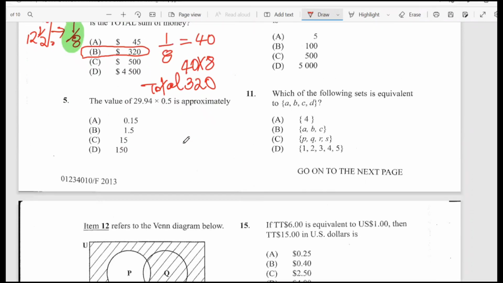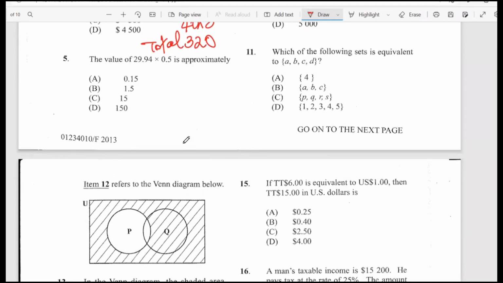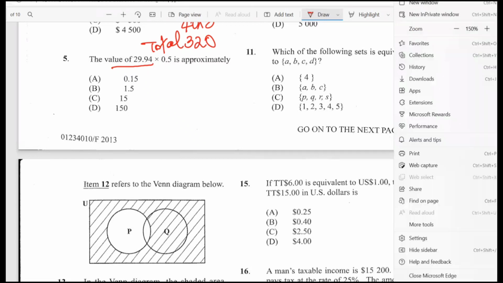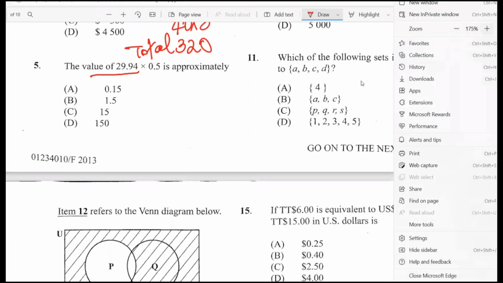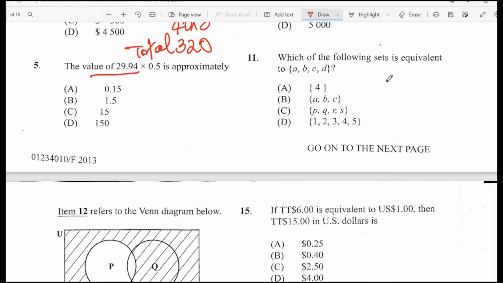All right, number 5. So number 5 says the value of 29.94 times 0.5 is approximately what? So this is a question that's going to be resting on your approximation skills, right? Are you able to approximate easily?